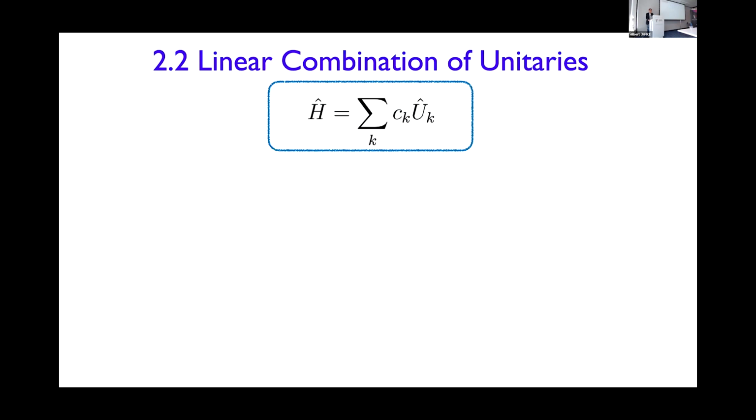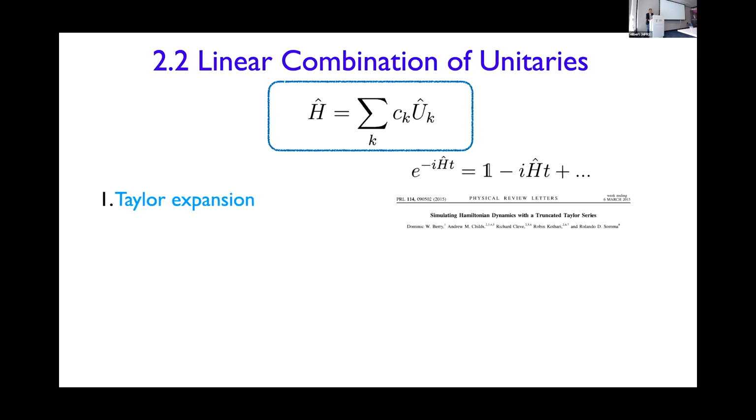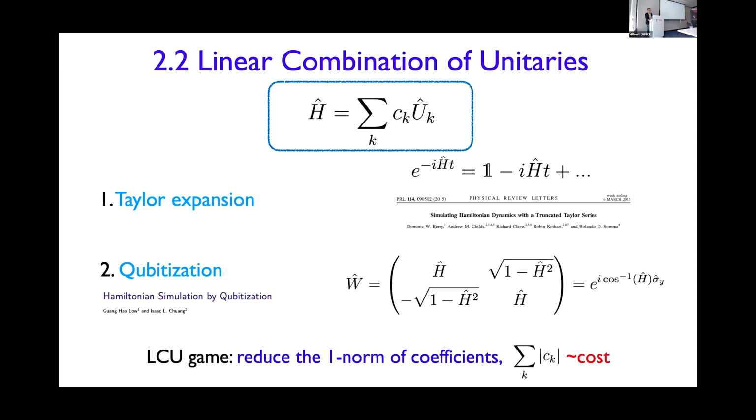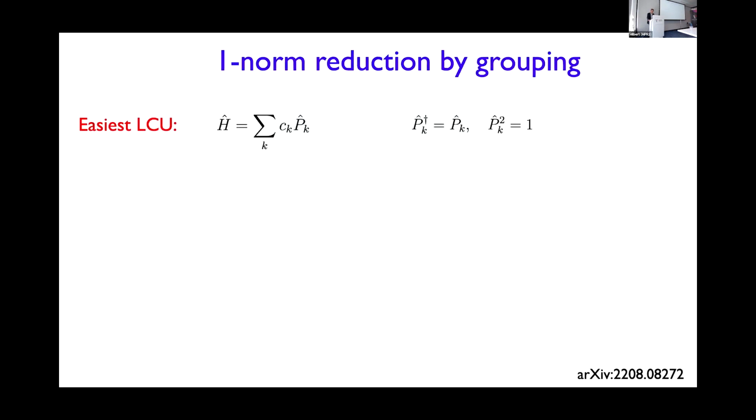And last but not least, linear combination of unitaries. That's a post-Trotter method, which uses decomposition of the Hamiltonian into a linear combination of unitaries. They can be used in Taylor expansion or qubitization techniques. And there the game is to reduce the one-norm. So how low can you go in the sum of the absolute values of these coefficients?